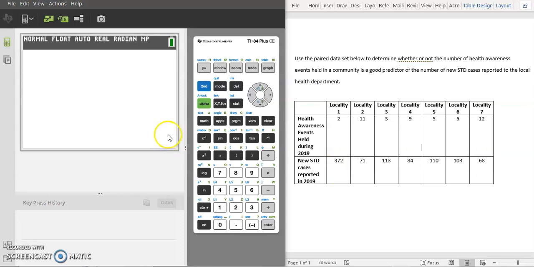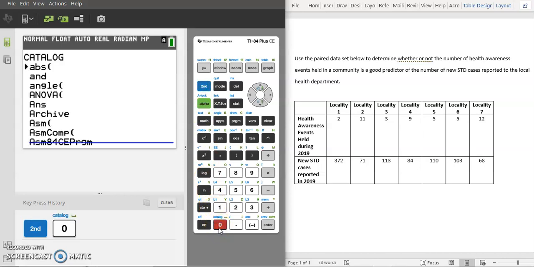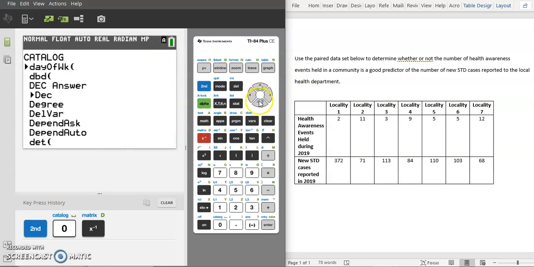So first things first, in your calculator, you're going to turn the diagnostic on. So we're going to go to second zero, which will take us to the catalog. And in the catalog, you want to go down until you see DiagnosticOn. Now you notice here that the alpha is automatically on, so if we hit the D key, that'll make it a little bit faster. And then we want to scroll down until we see DiagnosticOn.